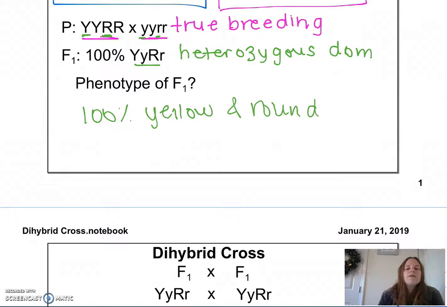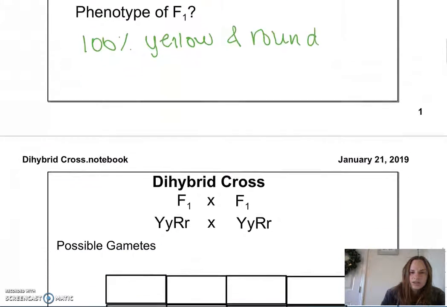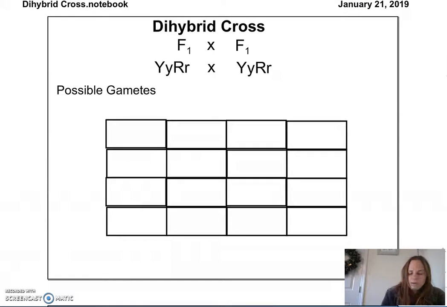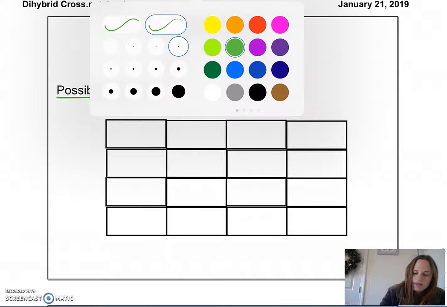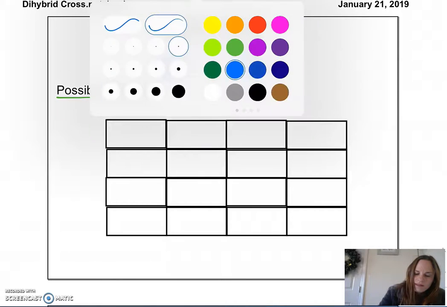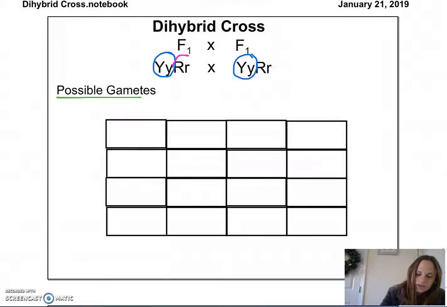So now let's see what would happen if we wanted to take a cross of the F1 generation. And here's where we have the dihybrid cross, where along the sides we're going to write down the possible gametes. So first we've got our different traits. We've got our first trait for color, and then we've got our second trait for shape. So how are we going to figure out the possible gametes?